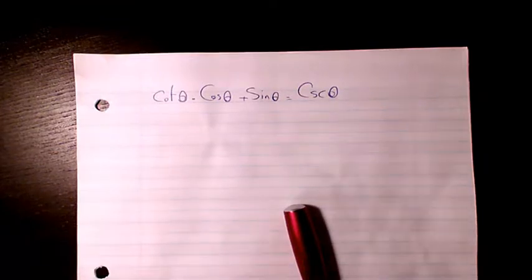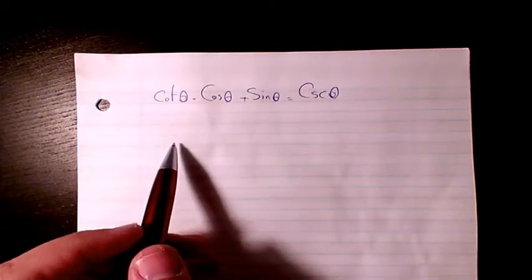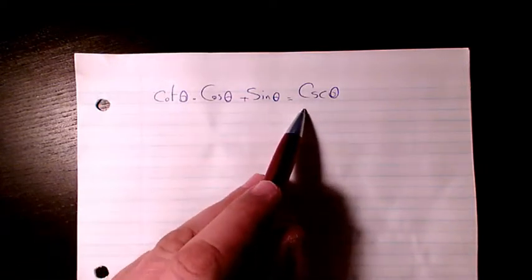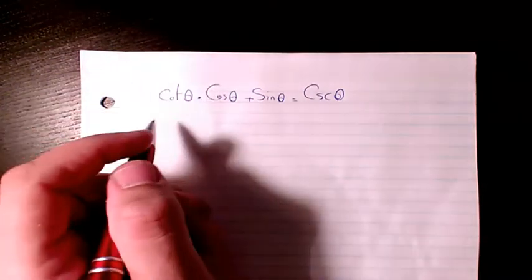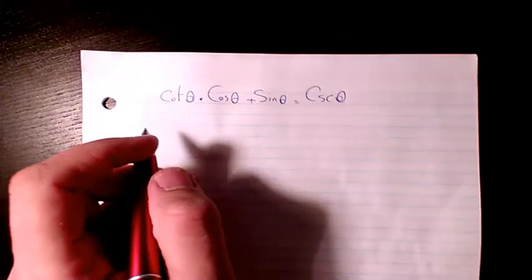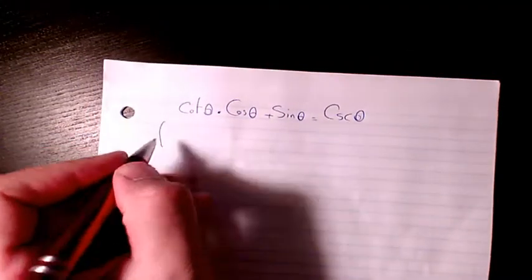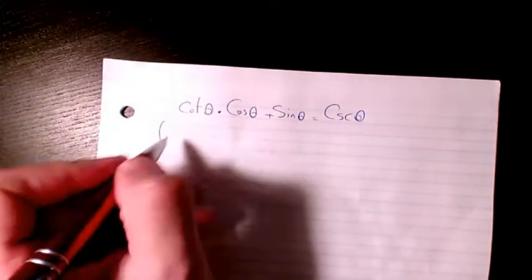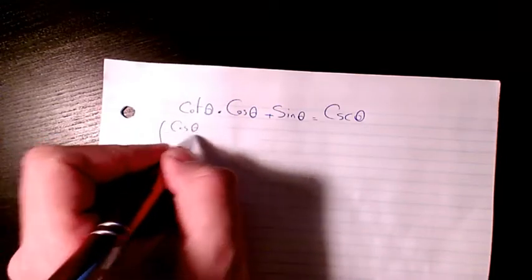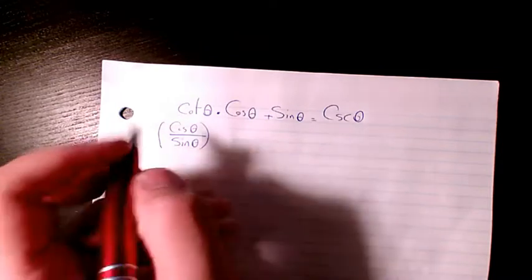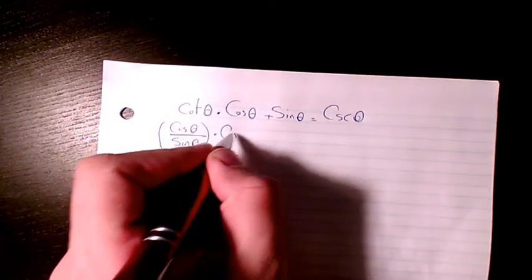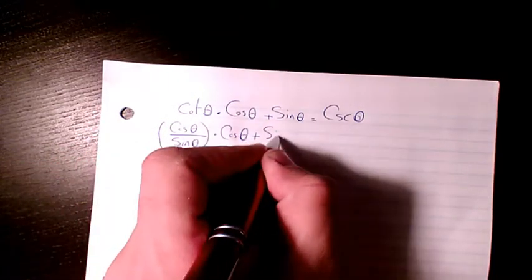So in this video, I have cotangent theta times cosine theta plus sine theta equals cosecant theta. Obviously I need to start from the left-hand side because it looks more complicated. So let's break it down into cosine and sine. Cotangent, as you know, is the ratio of cosine divided by sine, multiplied by cosine plus sine theta.